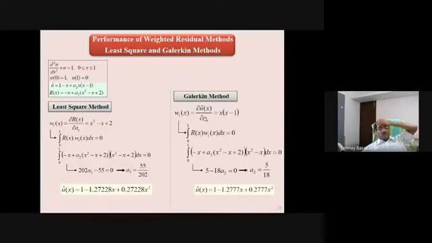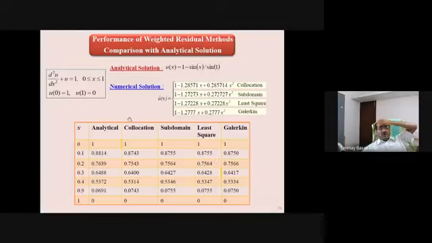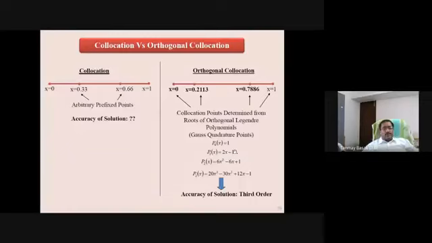So you have the different kinds of solutions. You have the least square method, you have the Galerkin method, and finally one can have the analytical solution for this method, which is u(x) is 1 minus sine x by sine 1, and the numerical solution you obtain is from the collocation method. This is the solution based on collocation, subdomain, least square and Galerkin method. And see the comparison here, and we can see that the Galerkin and least square methods fit pretty well with the analytical solution.